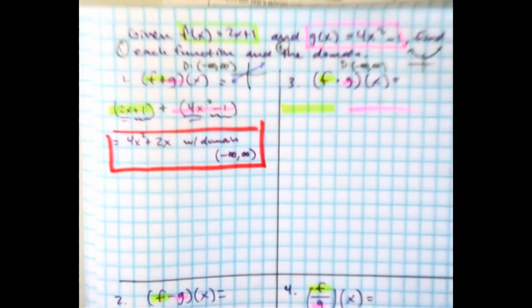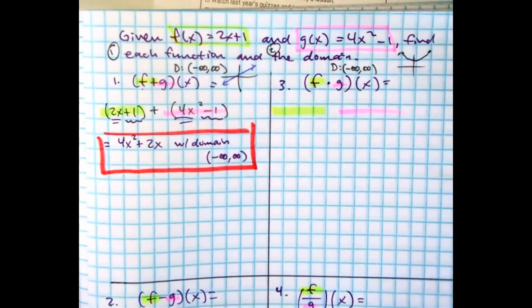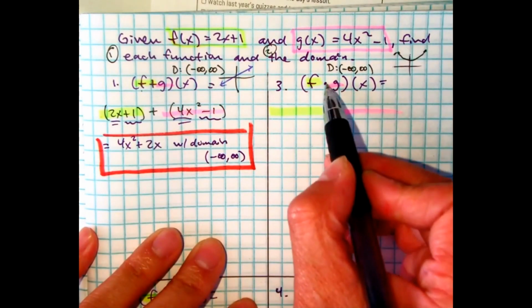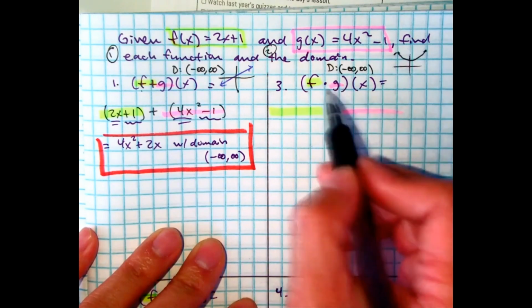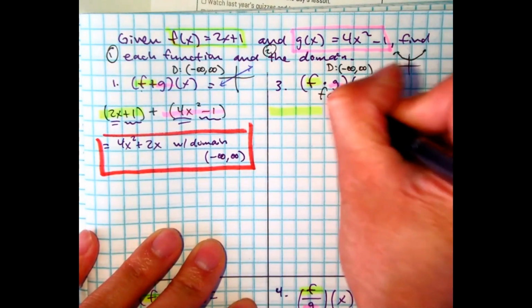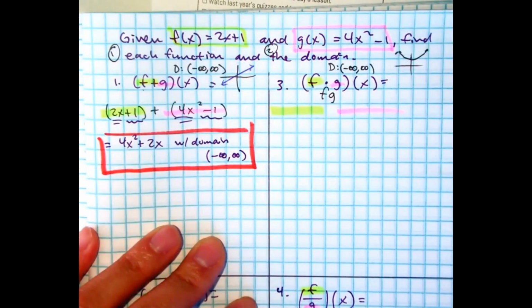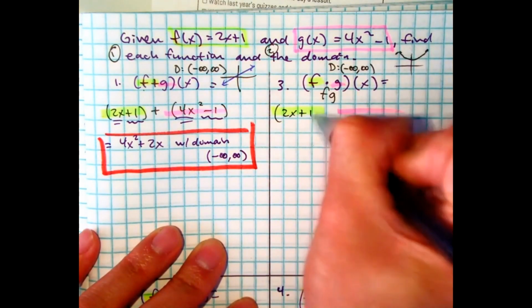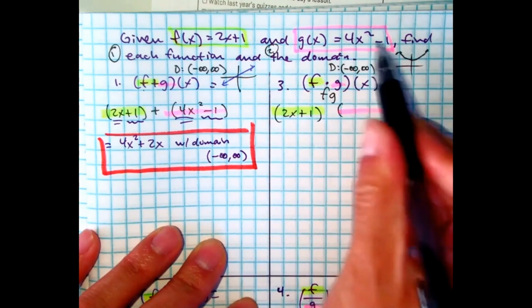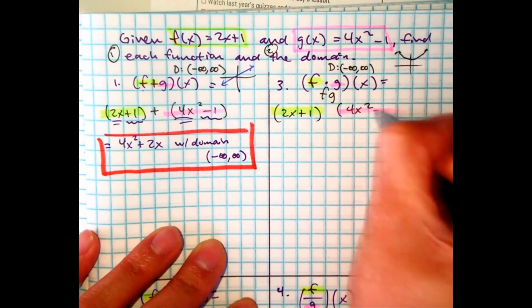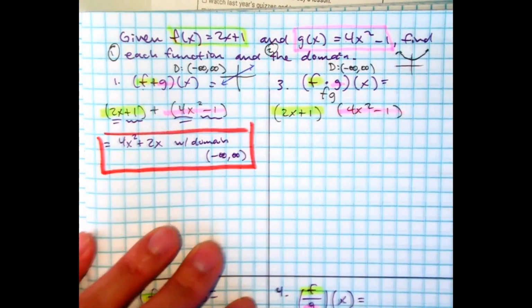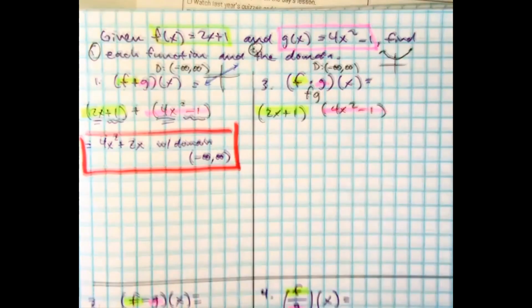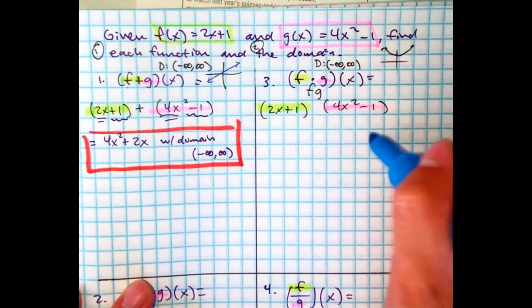Try number 3. Here, this one does not say f of g. It doesn't have the open circle. This is multiplication. Sometimes you'll see it written like this, f and then g. Our function of f is 2x plus 1, and g is 4x squared minus 1. Well, here you have a binomial times a binomial, and in this situation, you're going to either use FOIL or the box.